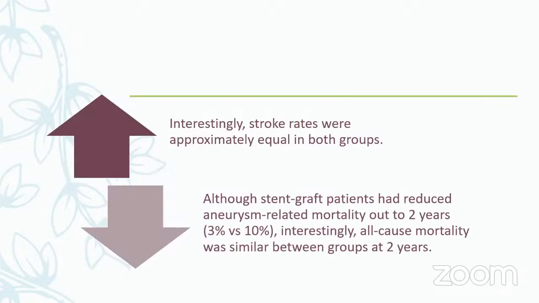However, the stroke rates were approximately equal in both groups, and although the stent graft patients had a reduced aneurysm-related mortality up to 2 years, 3% in the stent graft patients versus 10% in open repair, the all-cause mortality was similar between the two groups at 2 years.